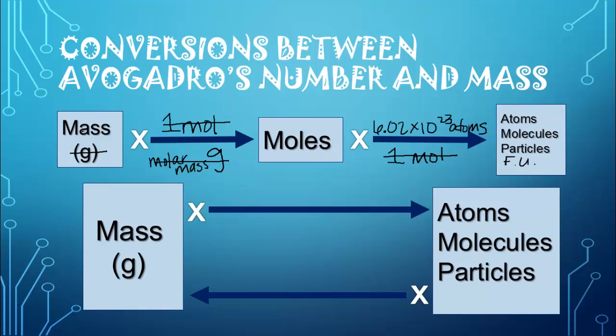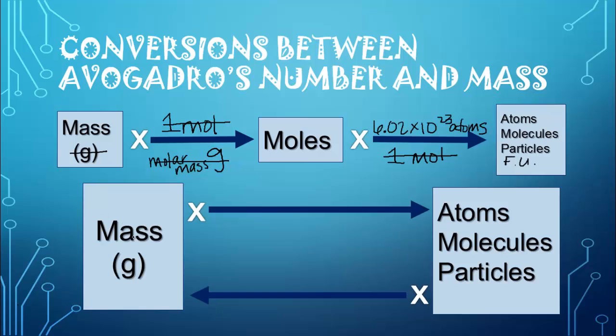So why go through all of these steps in order to do this kind of problem? It's important to know that we go through moles because all of them are related to 1 mole, and that's why I show you this. But we can do it just straight mass to moles.